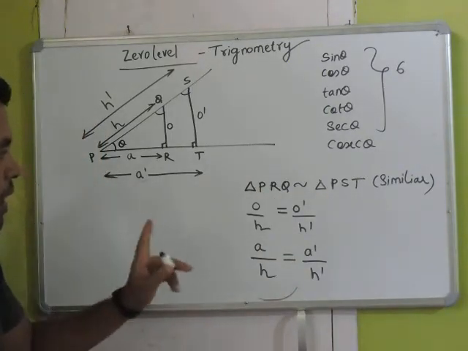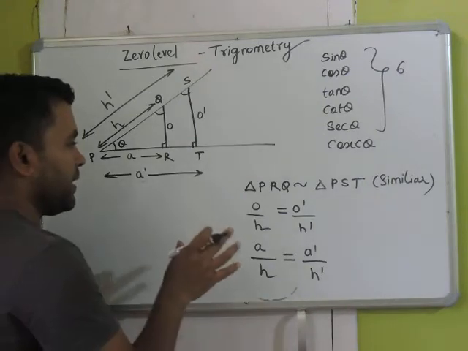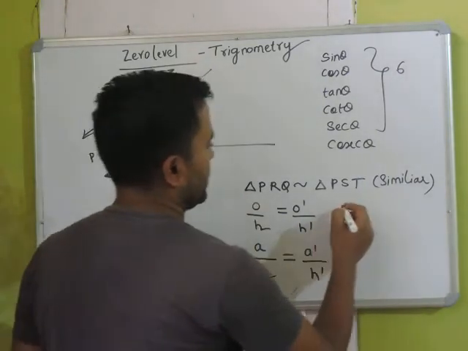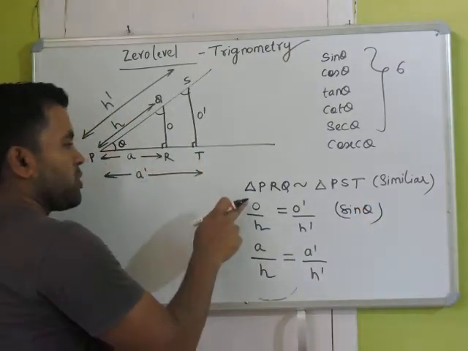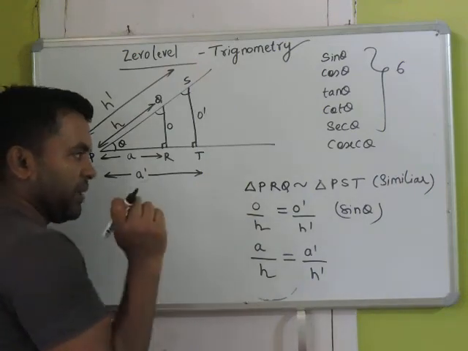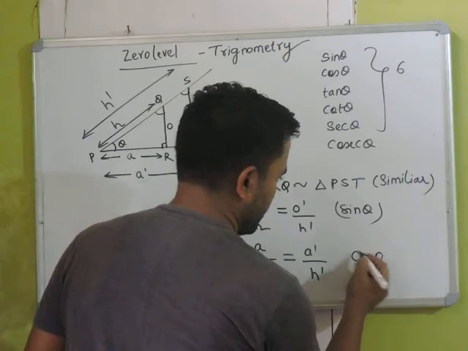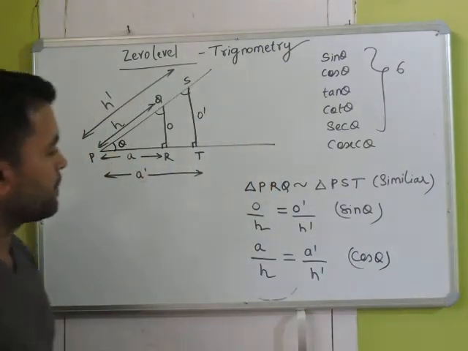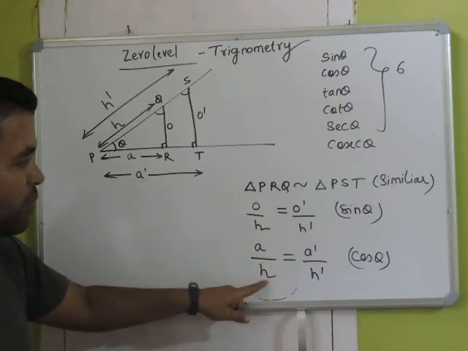Now what is conceptual here? If you pay attention, this is nothing but sine theta. Sine theta, we know, is opposite by hypotenuse, or we call it perpendicular by hypotenuse, and this is nothing but cos theta, which is nothing but adjacent side by hypotenuse, or base by hypotenuse, right?